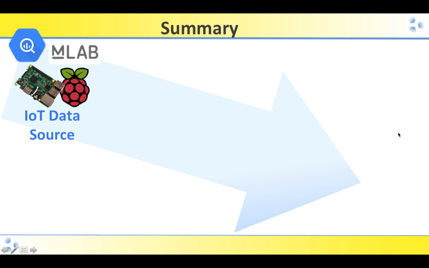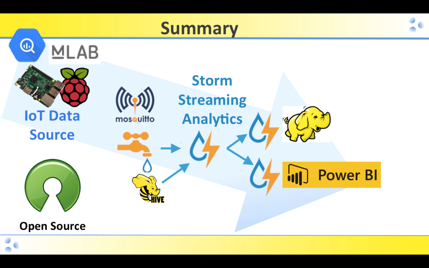So in summary, I start with an IoT data source. In this case, it's network data from the MLab data set, sent via Raspberry Pi over the MQTT protocol to my Storm streaming analytics platform, which is all open source. It's open source code. I just pulled a handful of different libraries off of a variety of different network sources and compiled them together on the Hortonworks data platform in order to build this solution.